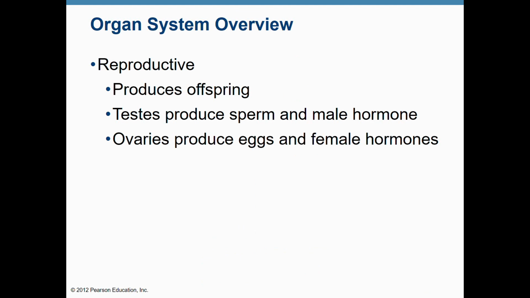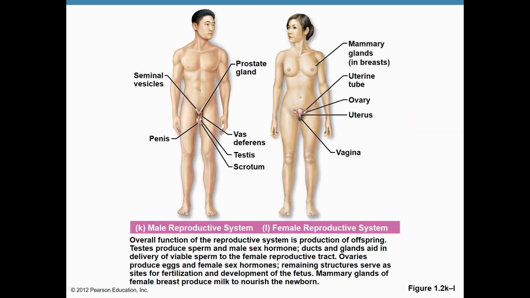Last but definitely not the least, we have the reproductive system. Our reproductive system is composed mainly of the gonads, testes for male and ovaries for females, and associated organs such as the uterine tubes or the fallopian tubes, the uterus, the vagina, mammary glands in females, and epididymis, ductus deferens or vas deferens, the prostate gland, the seminal vesicles, and penis for males.